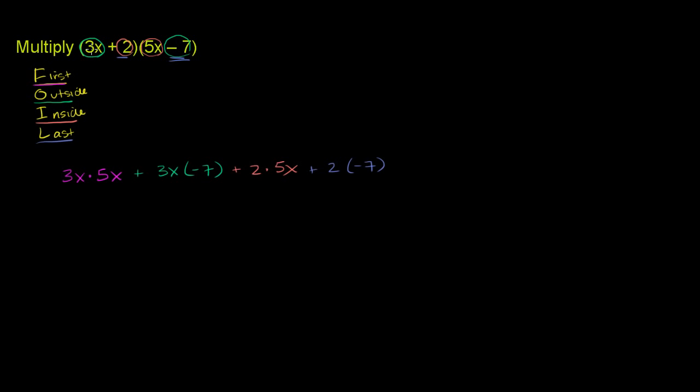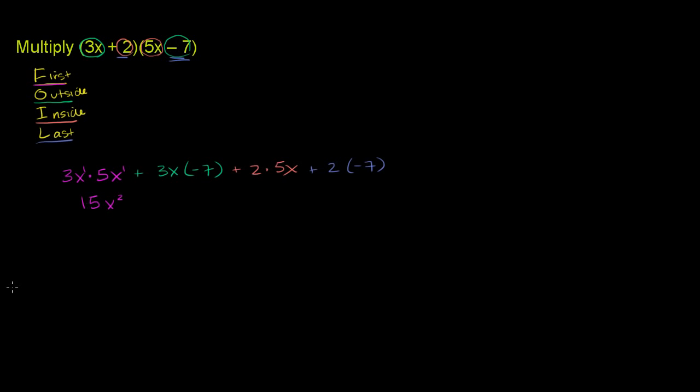We're multiplying the 3x times 5x minus 7. So 3x times 5x minus 7 is 3x times 5x plus 3x times negative 7. And we're multiplying the 2 times 5x minus 7 to give us these terms. But anyway, let's just multiply this out to get our answer. 3x times 5x is the same thing as 3 times 5 times x times x, which is 15x squared. You multiply the x's, you get x squared.